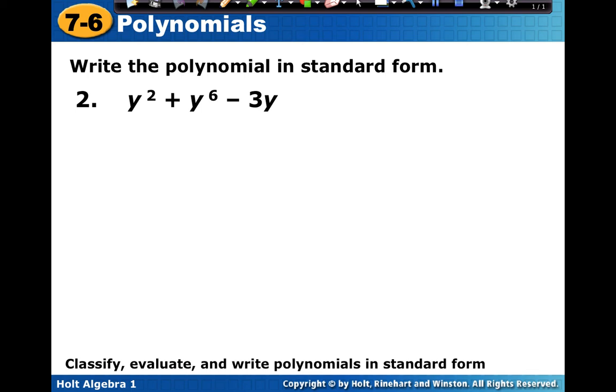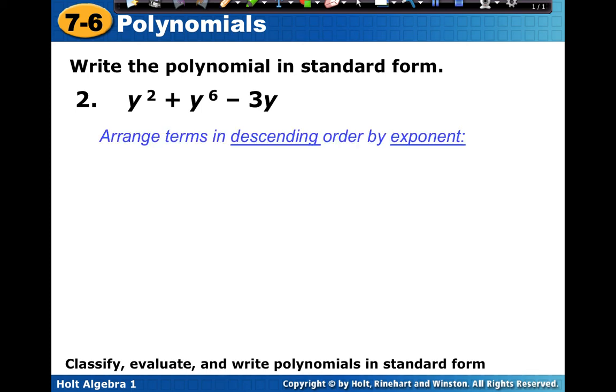So we're going to look at our biggest exponent here, and it's going to be the 6 and y to the 6th. So it has a positive sign in front of it. So that's positive y to the 6th. We don't have to carry that positive sign down because it's understood to be positive if there's nothing in front of it.